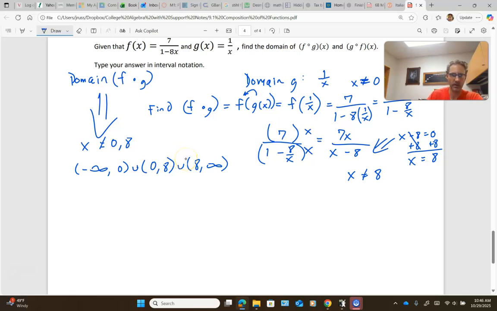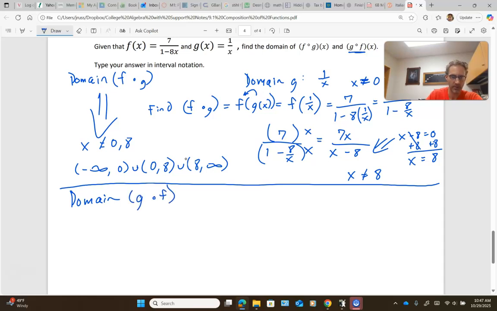Alright, well, I'm going to draw a line to kind of partition this from the second part. So for the second part, we want to do the reverse. We want to find the domain of G composed of F. Okay. Alright, so in this case, F is your inner function. So I need to find the domain of F. There we go. So the domain of F. Well, F is this guy right here. 7 over 1 minus 8x.